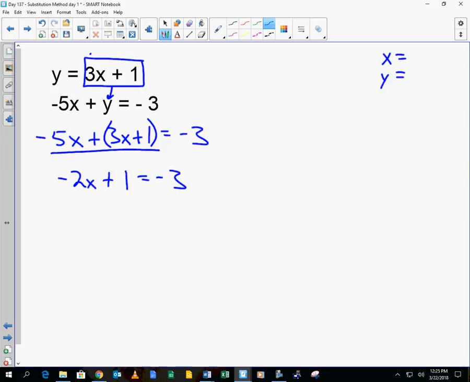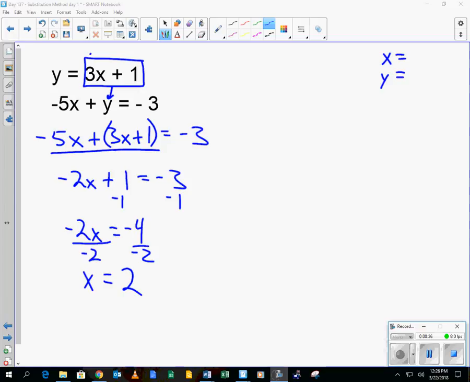Now what do I do to both sides? Subtract the 1. Negative 2x is equal to negative 4. How do I solve that? Divide by negative 2. What is negative 4 divided by negative 2? Positive 2. Okay, look at what we have. I have x is 2.